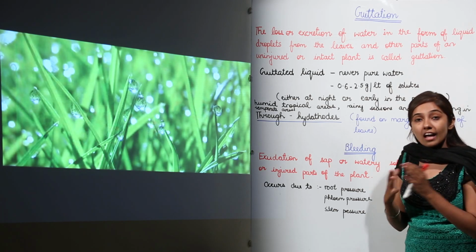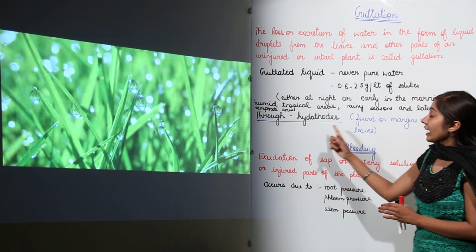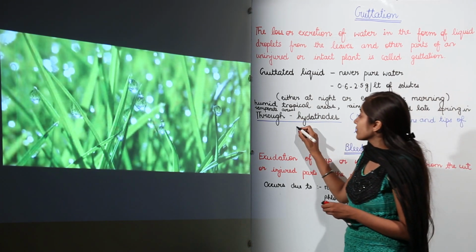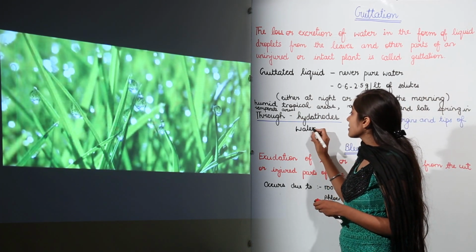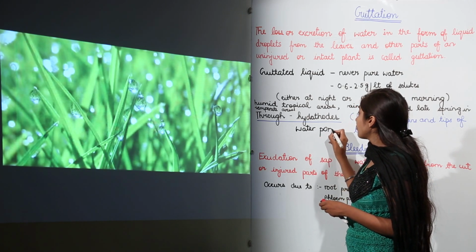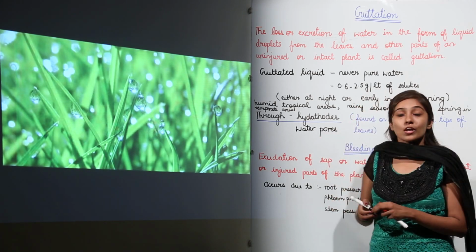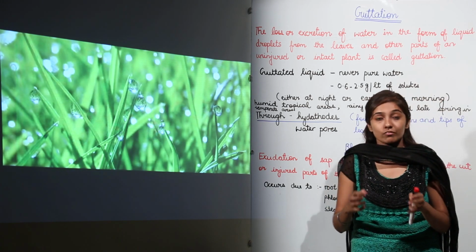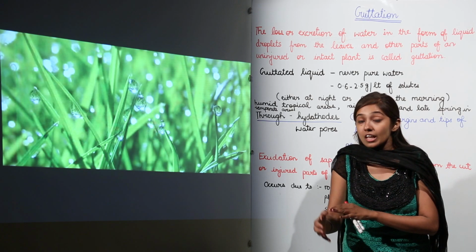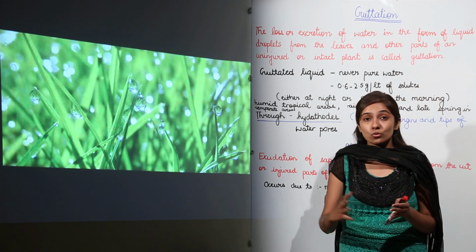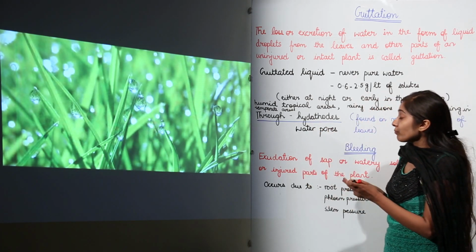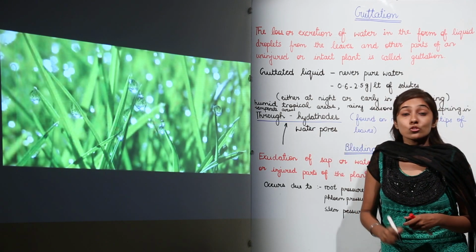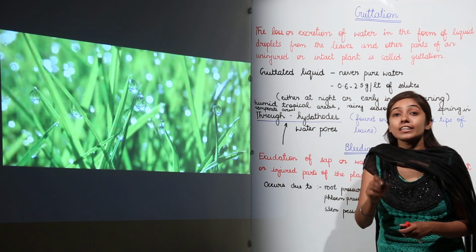Now why does it occur? Well, hydathodes are also known as water pores. So what happens when there is positive pressure in the xylem? You can say positive xylem pressure. What is going to happen? This is going to help in the excretion of water from this water pore, that is, the hydathodes. So the reason is positive xylem pressure.